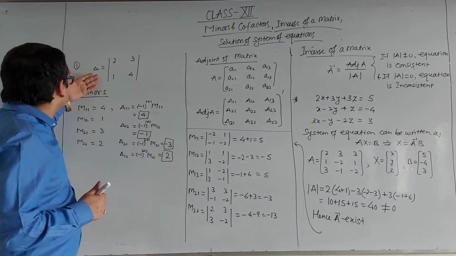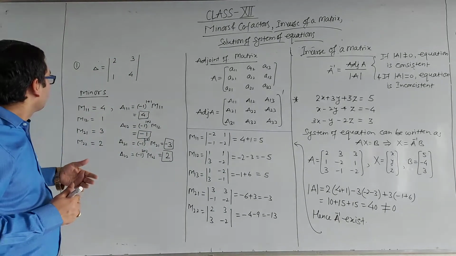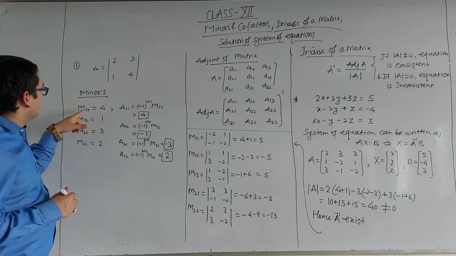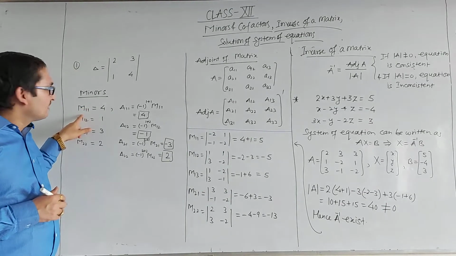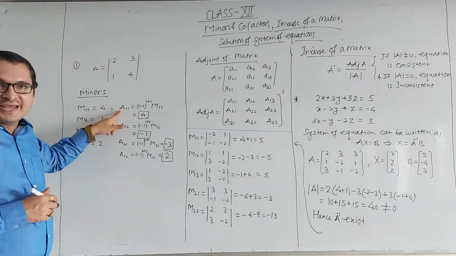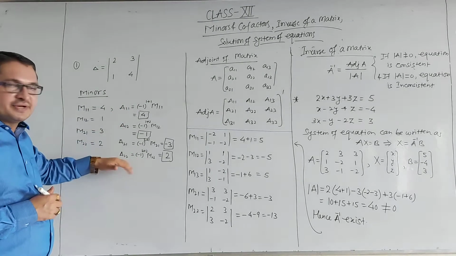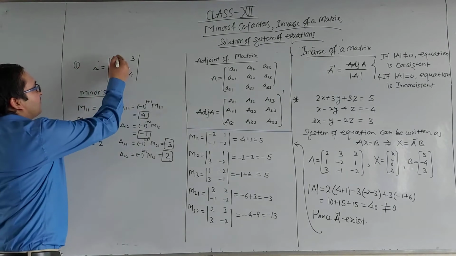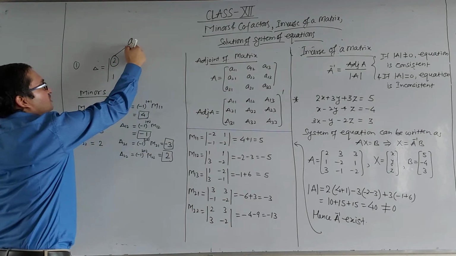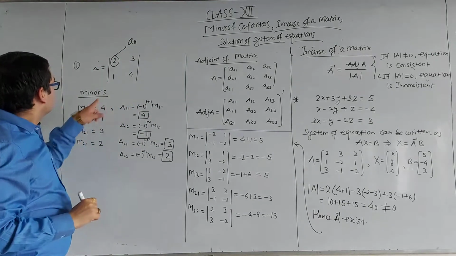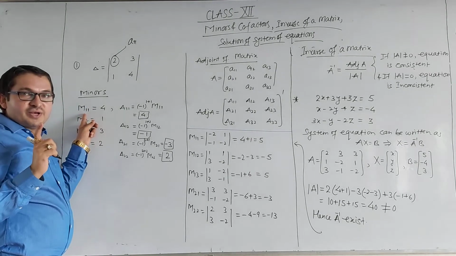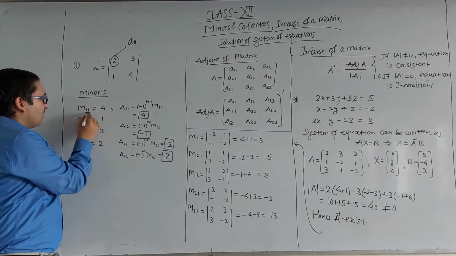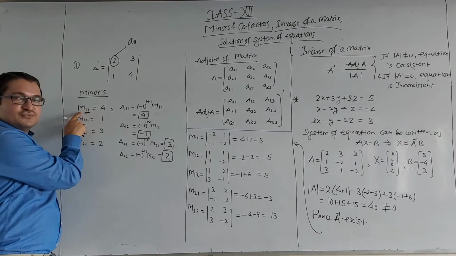I am taking one determinant. We denote minors with M and cofactors we denote with A. So these are the cofactors, already written, and these are the minors. Suppose this element is called A1, meaning first row, first column element. So I am writing M11, minor for first row, first column.